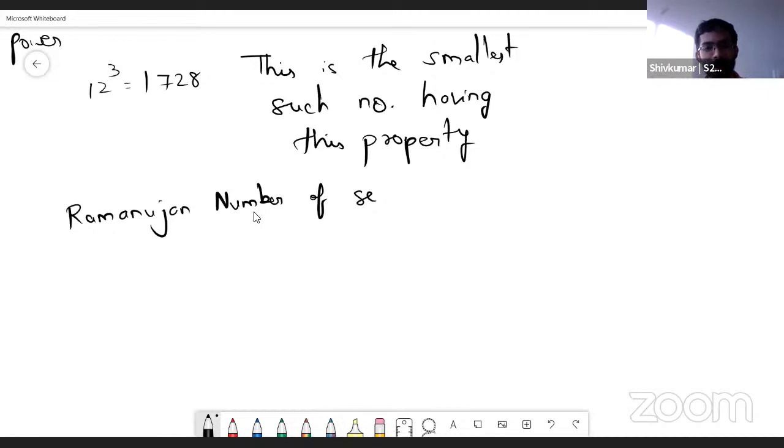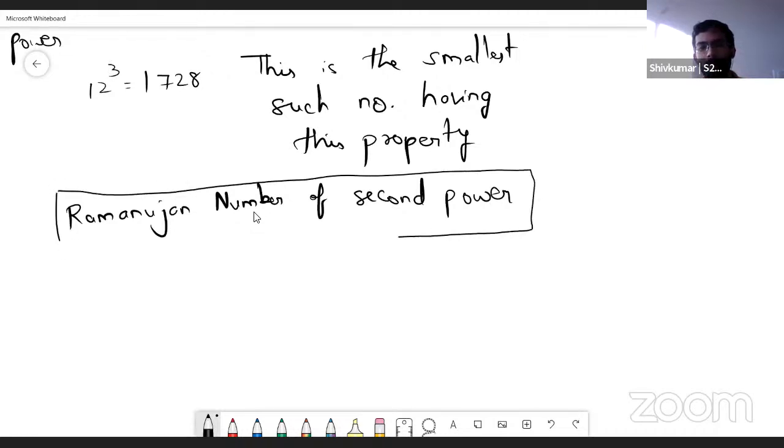Okay, so Ramanujan number of second power. Can anyone guess what would be the meaning of this? I'm giving a new name to you all. Ramanujan number of second power. Can any of you guess what I'm trying to denote? Sir, from that we can explain any even number by writing it as a power of 2. Okay, that is one thing. Any other guesses on what I'm trying to mean?